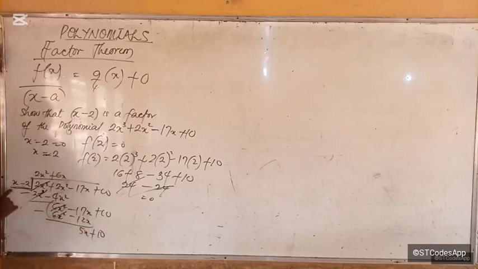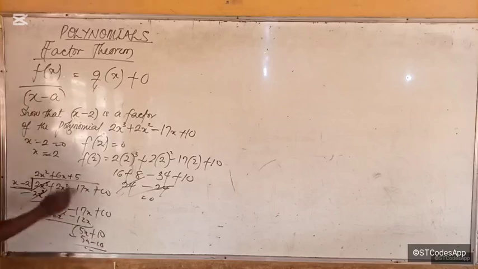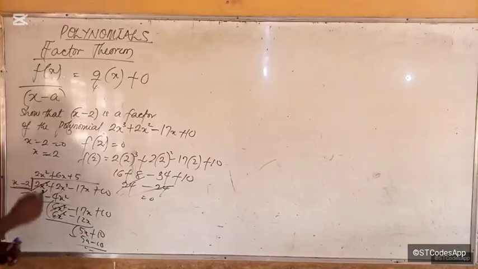So you now do this again. 5x divided by x gives us plus 5. Plus 5 times this gives 5x minus 10. All right, so by the time you subtract, you get 0. So you see, you have shown that this is a factor.